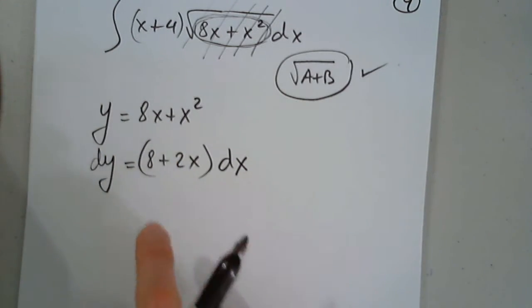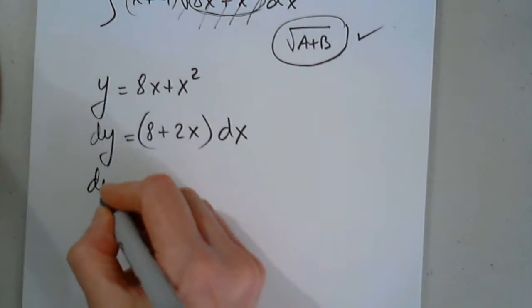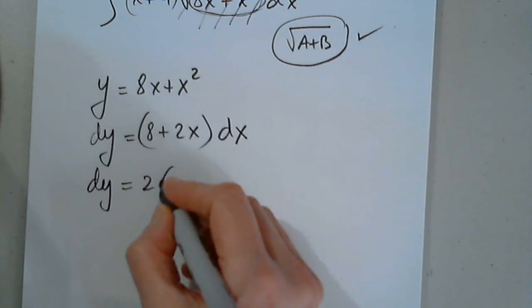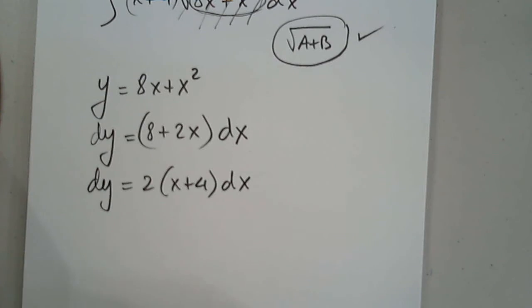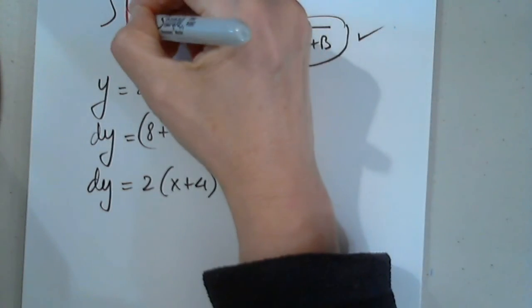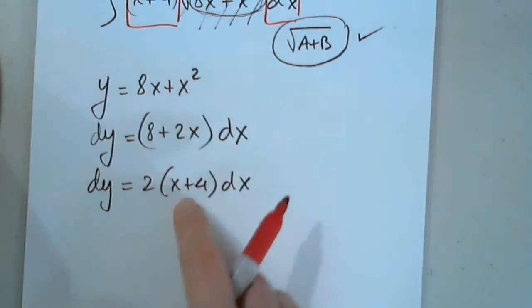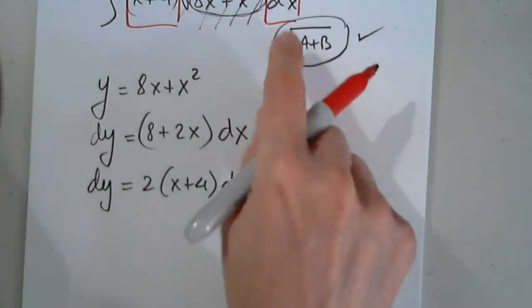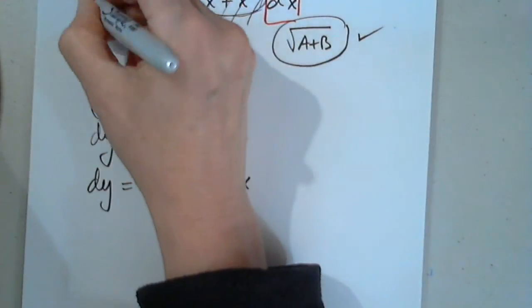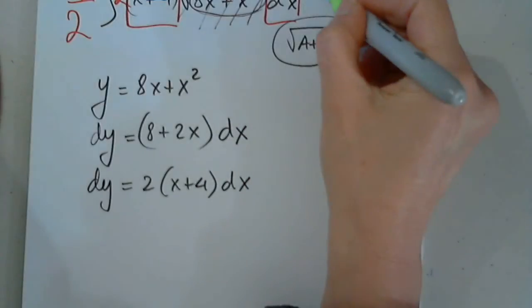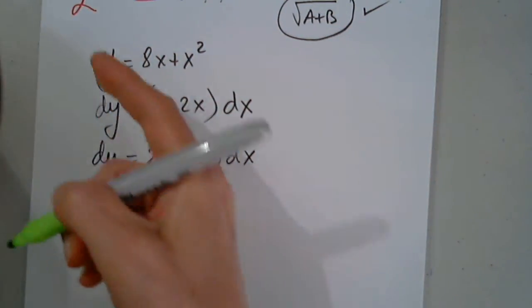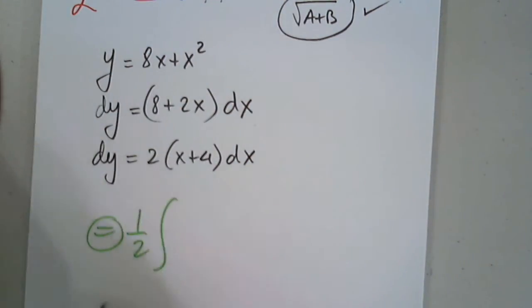If I factor out a 2 and put in the correct order, I'm in business. This piece with this piece with a 2. Okay, not a big deal. So then I have 1/2 in front.